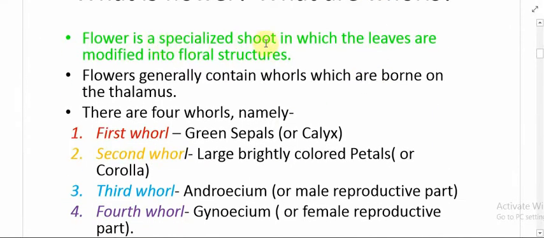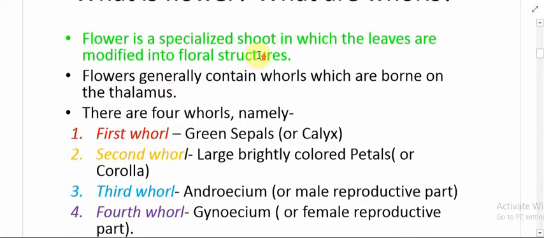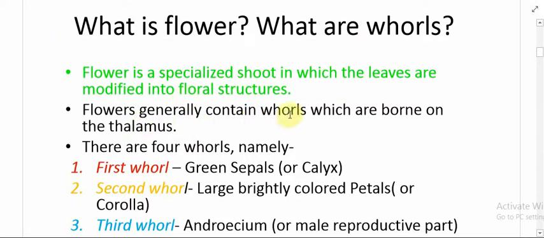Flower is a specialized shoot in which the leaves are modified into floral structure. Okay. Flowers generally contain whorls which are borne on the thalamus. So thalamus, it is a cup-like structure onto which the flowers are borne.